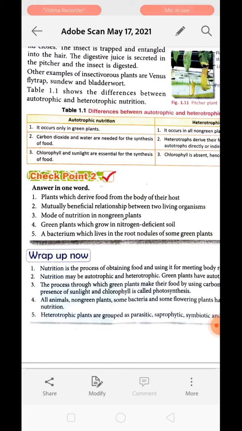Question number 4, green plants which grow in nitrogen deficient soil. The answer is insectivorous plants. Fifth question, a bacterium which lives in the root nodules of some green plants is called Rhizobium bacteria. The answer is Rhizobium bacteria.